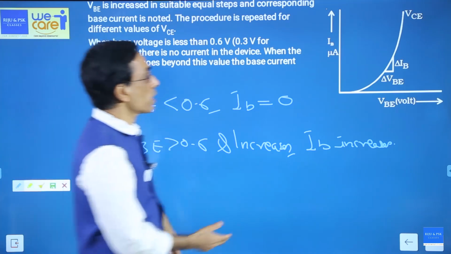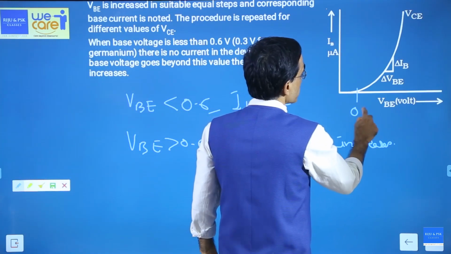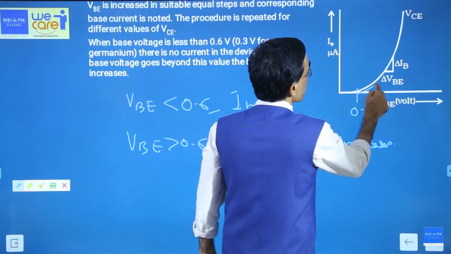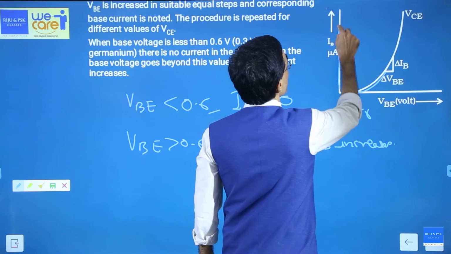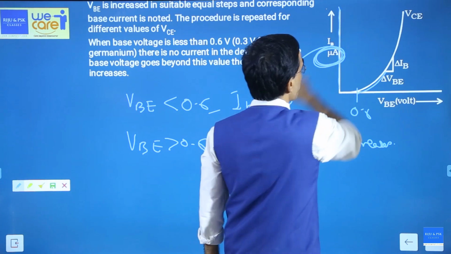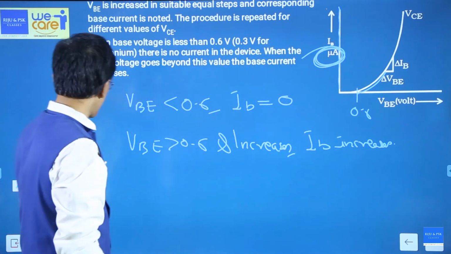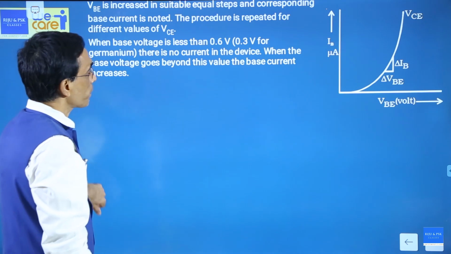What will happen to the base current? You can see 0.6 here; more than 0.6 and increasing, the base current will also increase. But that is only in microamperes, a very small current. Base current is in microamperes.